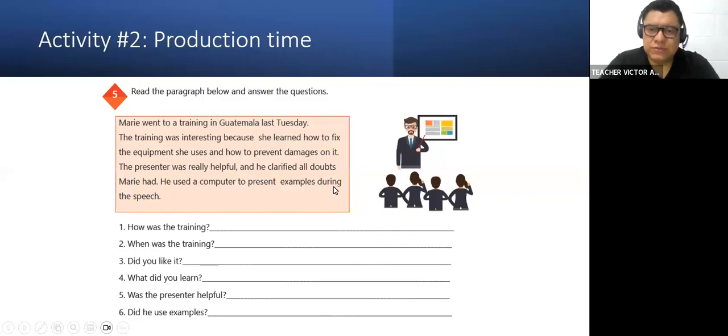All right. I was just checking the breakout rooms. Some of them had some doubts about this, so I clarified those doubts. They're still working on this. I will give them like 3 more minutes to complete this activity, and then we will check those answers.